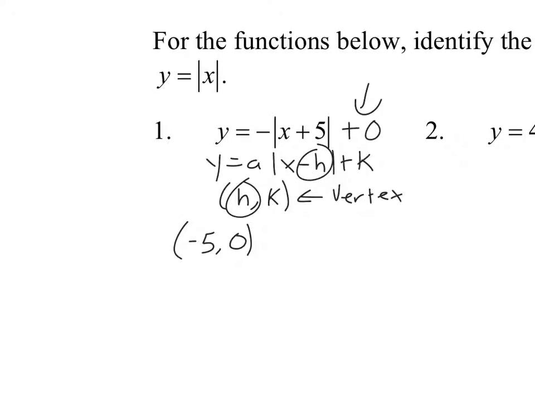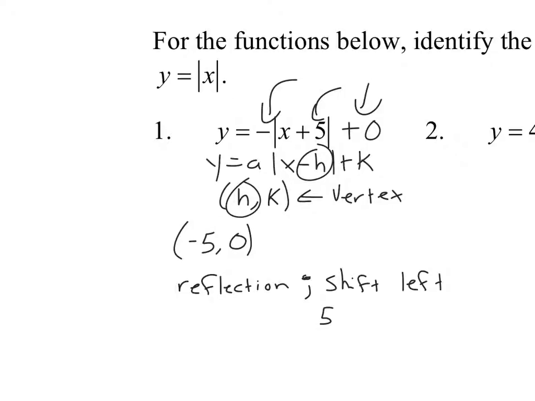Now let's describe the transformation. This is all in your notes, right? This negative, you should know, would cause a reflection across the x-axis, and the plus 5 here, again in your notes, would cause the graph to shift left 5 units. Shift left 5 units.